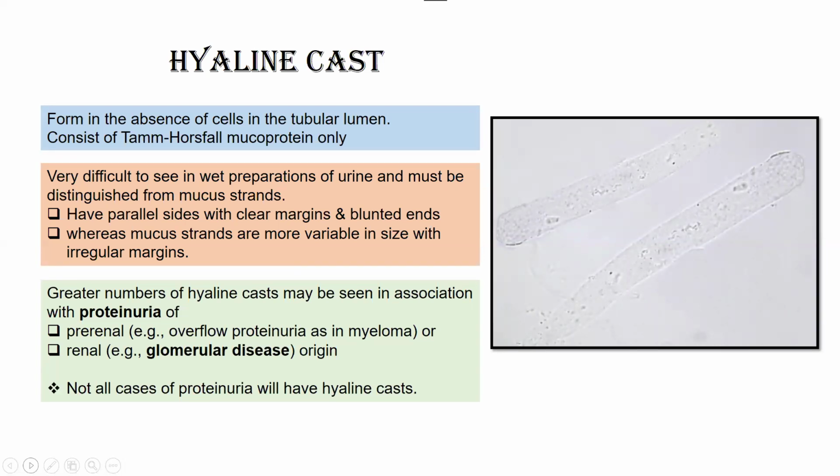Basically, it forms in the absence of cells in the tubular lumen, and it consists of Tamm-Horsfall mucoprotein only. So in this cast, there is no cell, just Tamm-Horsfall mucoprotein that itself precipitates and forms this cast. It is very difficult to see in wet preparations of urine and must be distinguished from mucus strands. As you can see in this image, this is a wet preparation, and I hope you know what a wet preparation is.